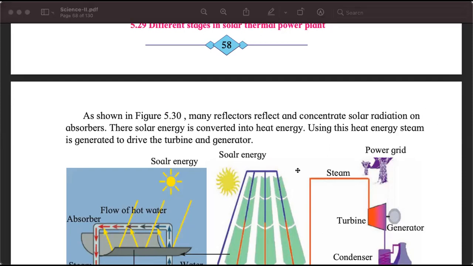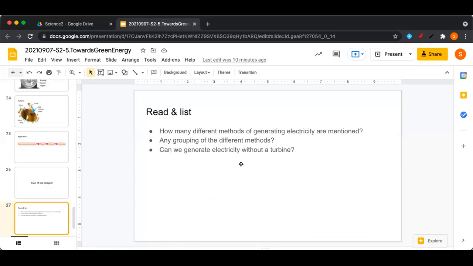Now, most important was the second question. Do you see any grouping of these different methods? The first was thermal using coal. Second was nuclear. Third was about natural gas. Then the fourth one was hydroelectricity. Fifth one was using wind energy. And sixth one was using solar energy. Do you think there is any group, or do you think all 6 are completely different? I see a group. Let us see if you find any group in this, any similarity or dissimilarity between these 6 methods.